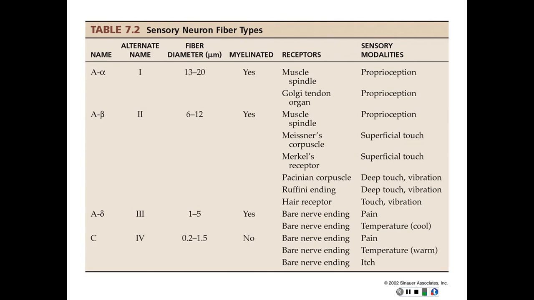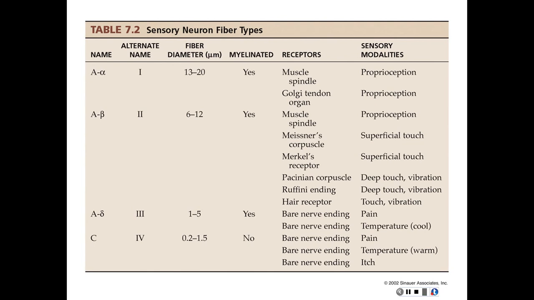For fine touch, which us human beings really like to use our fingers for, we have these things called Meissner's corpuscles. And Meissner's corpuscles allow us to perceive very, very fine differences in materials put in our hands. We have other receptors like Pacinian, Ruffini, things like that to help with other things. Not so important. But then for pain and temperature, we have these bare nerve endings in our skin, which are picking up these sensations.